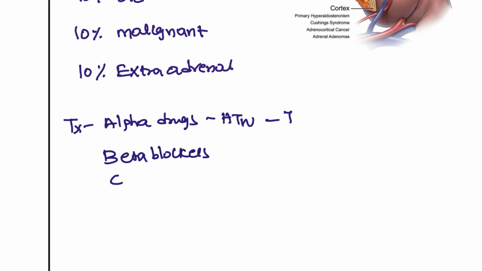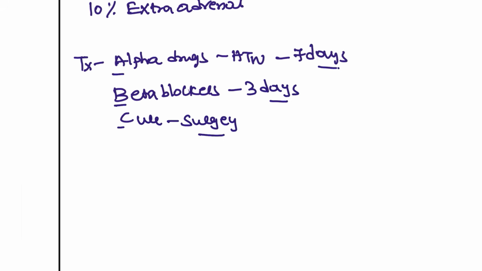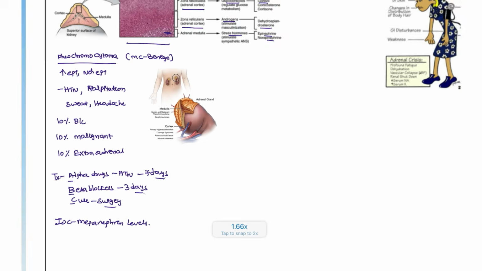So for example, this is given as a 7 days therapy, and this is given as a 3 days therapy, and followed by there is a C for cure. What is the cure? Surgery. Remove that one. Okay, 3 days before surgery, beta blockers. 7 days before surgery is the alpha blockers. A, B, C. We are going to treat this condition. Okay, investigation of the choice is the metanephrine levels. You have to see the metanephrine levels in the blood.